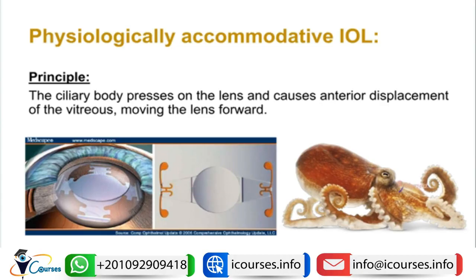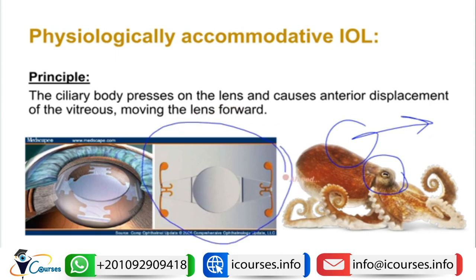It was found that the octopus, you know the octopus, sees the near target by pushing his eye forward. So all his eye moves forward so that the octopus will see the near vision. And by using the same principle, the accommodative IOL has been invented. We will not push the whole eye, but we will just push the intraocular lens.